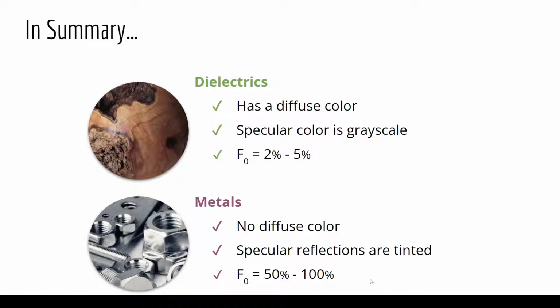And then metals, compared to dielectrics, have no diffuse component, so it's all specular. The specular reflections are tinted, so it's actually changing the color of our reflections, except in cases like aluminum or steel, which usually barely tint the reflections. And then the amount of light that's reflected is pretty high, between 50 to 100%.